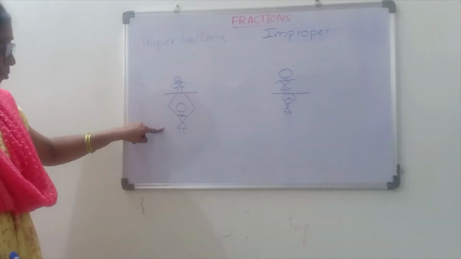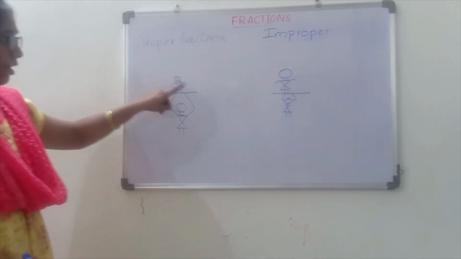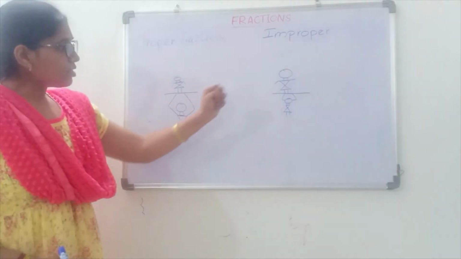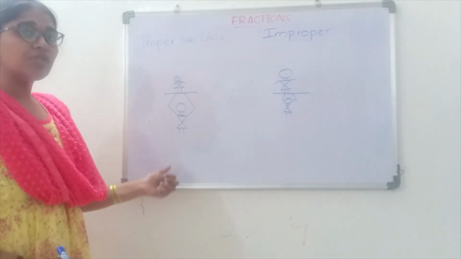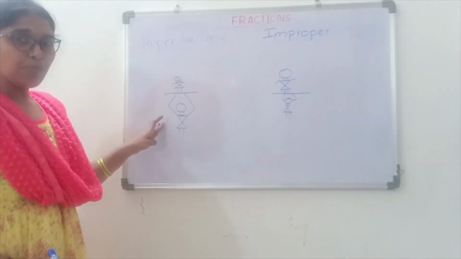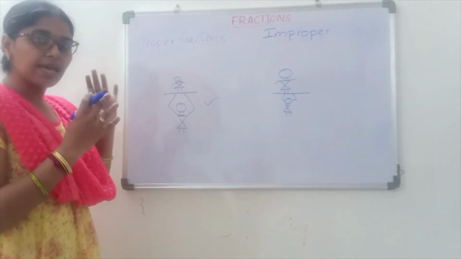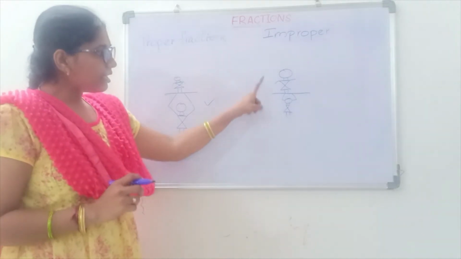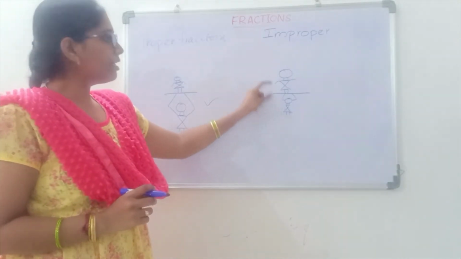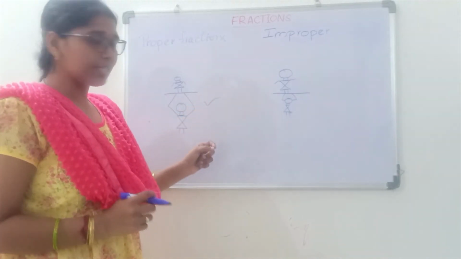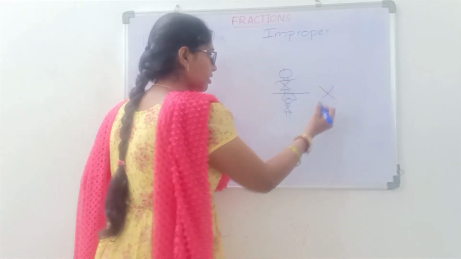Here a big boy is carrying a small boy and here a small boy is carrying a big boy. In these two figures, children, which do you think is proper? A big boy can carry a small boy. So it is correct, right? Big persons can carry small people. But is it correct that a small person can carry a big person? Can a child carry his father? No, right? This is improper.